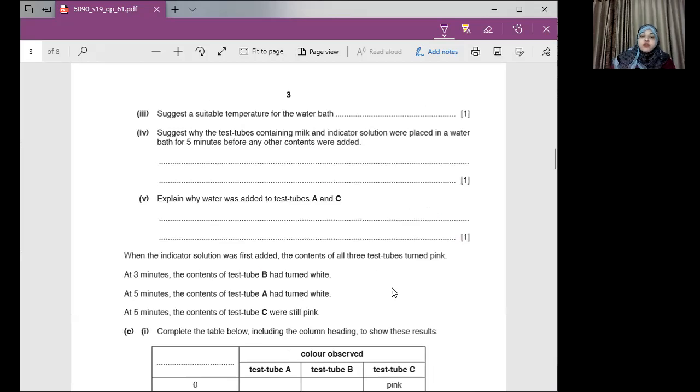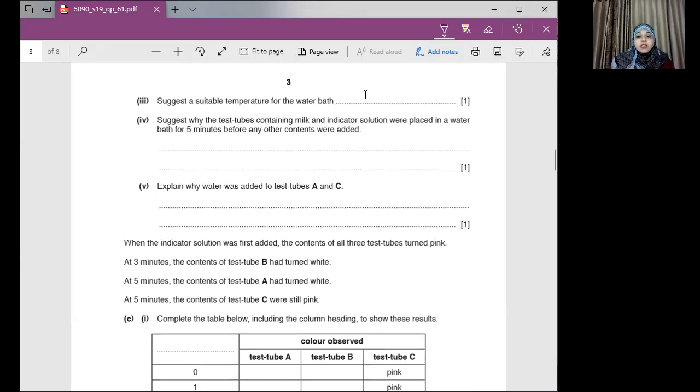Suggest a suitable temperature for the water bath. As this investigation is related to the human body, the temperature may be 40 degrees, which is the correct one. Okay, here you have to mention the unit, it is compulsory. Suggest why the test tubes containing milk and indicator solution were placed in a water bath for 5 minutes before any other content was added. Suggestion means your comment is required. When they are keeping the material in a water bath, it means that all the content will get the same temperature.